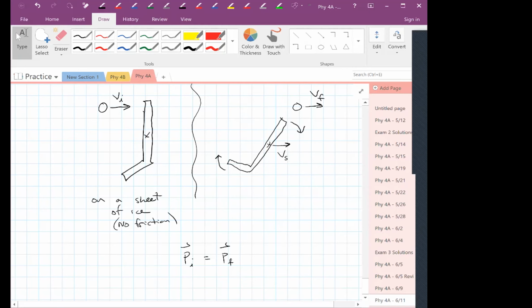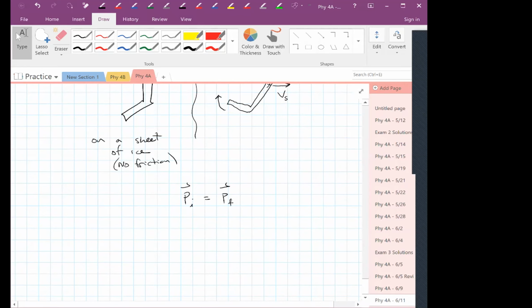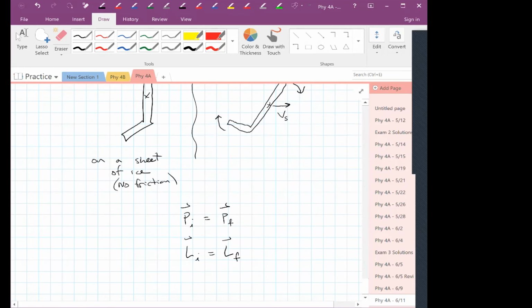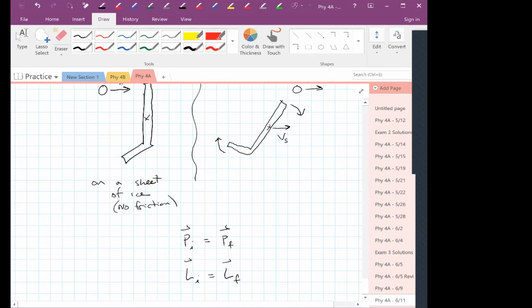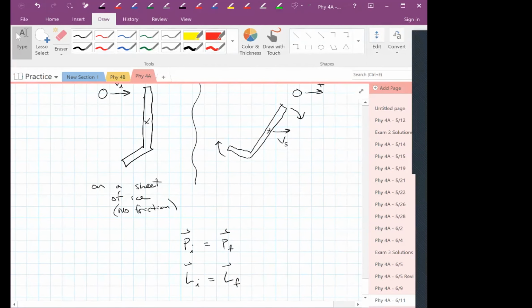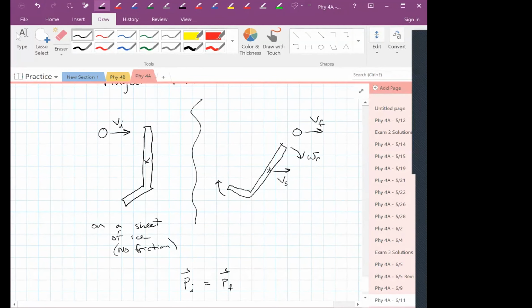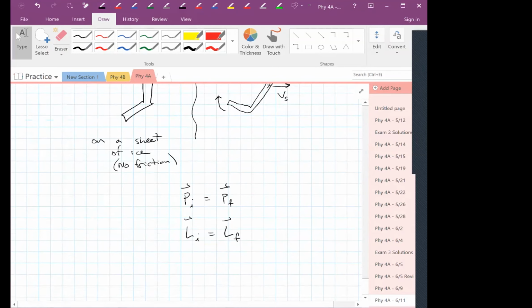And what else do we know? There's also no net torque acting on this system if it's a sheet of ice. So angular momentum is also conserved. And so we would end up with two equations, one from linear momentum, one from angular momentum, and we could solve for two unknowns. Maybe omega final and v stick if we knew v initial and v final for the puck, something like that. We could solve for two unknowns.